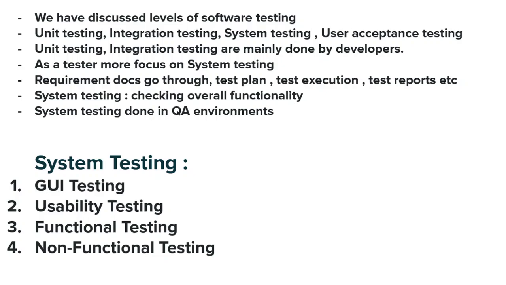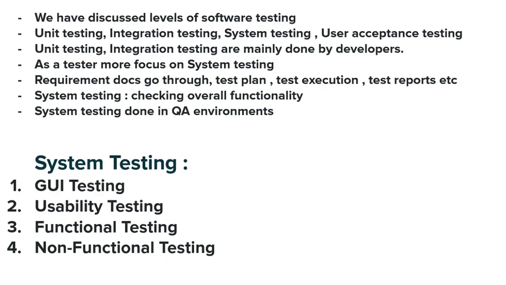We have to go through the business requirement document to understand the requirement. We also have to prepare the test plan, test execution, test report. All these activities are performed during system testing. System testing is nothing but checking the overall functionality of the software. In system testing, the QA team performs testing and verifies whether the software behavior is as per the requirement or not.